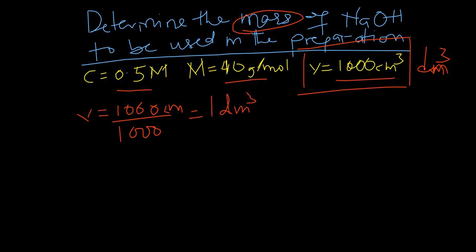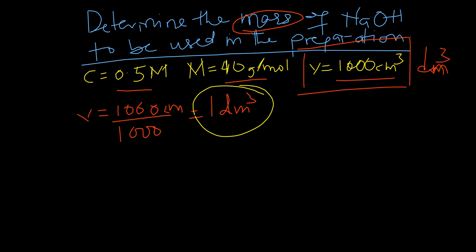1 dm cube. So the volume is no more 1000 cm cube. It is now going to be 1 dm cube. This is the volume we are going to use. So now we know the volume we're going to use. Now, first thing we need to do is to determine the mole of the NaOH. Then from the mole, we can determine the mass.